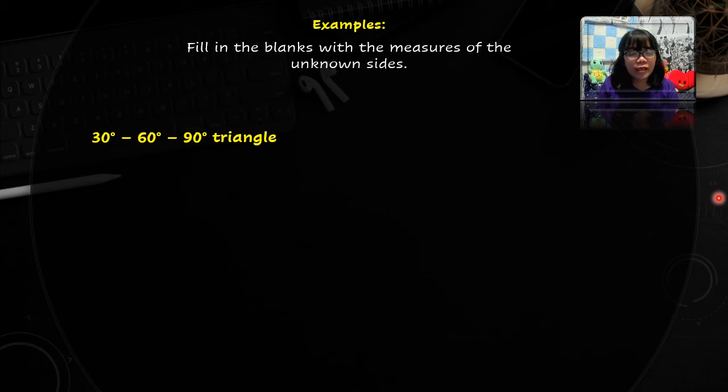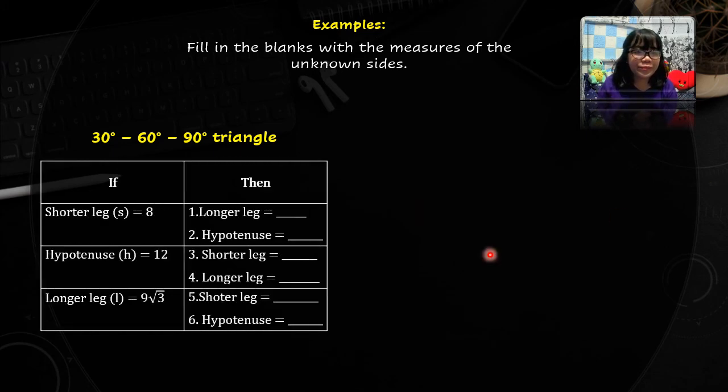So again, your shorter leg is equal to 1/2 the hypotenuse, or your hypotenuse is equal to twice the shorter leg. And your longer leg is equal to the shorter leg times square root of 3. Now, let us have this one first. Given the shorter leg, shorter leg is equal to 8. So first, we need to get the value of the longer leg.